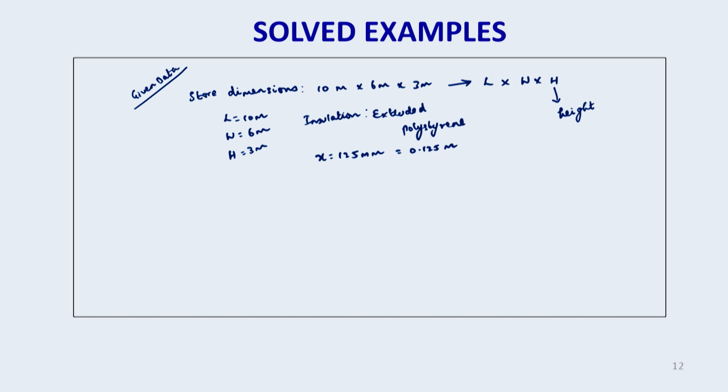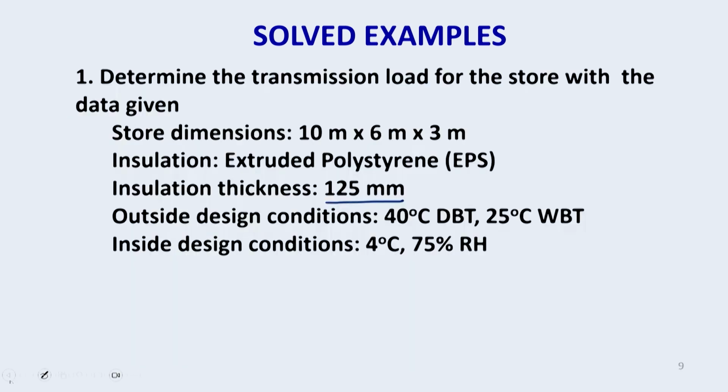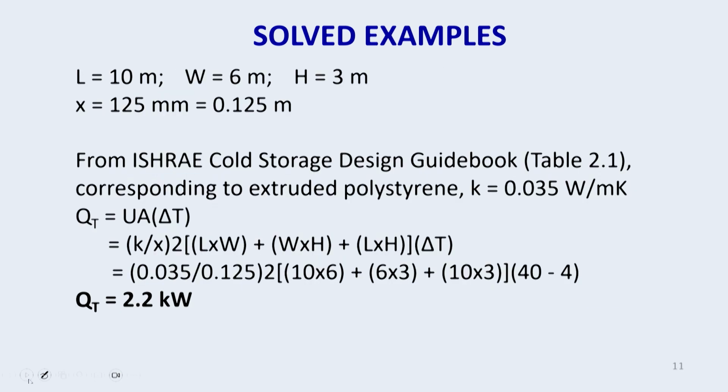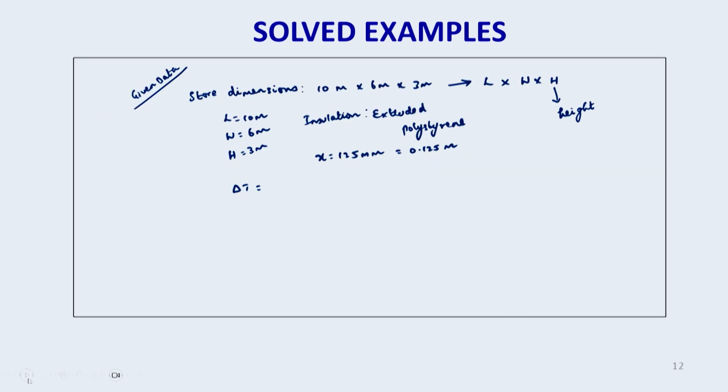The delta T is the difference between the outside temperature and the inside temperature. Outside temperature dry bulb is 40 and inside temperature is 4. If it is not mentioned, we have to take it as dry bulb temperature. So 40 minus 4, this is delta T.